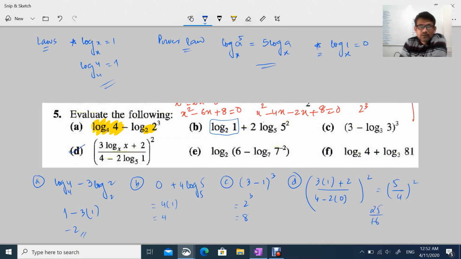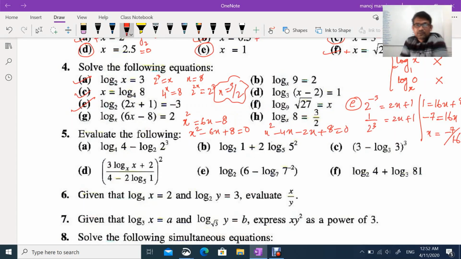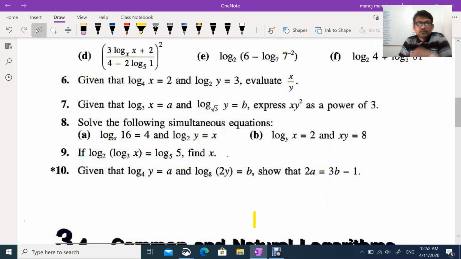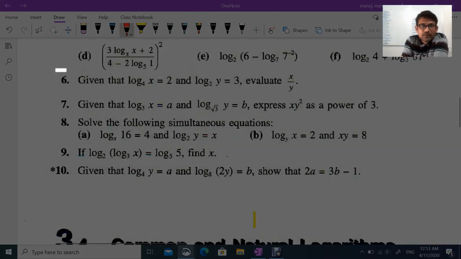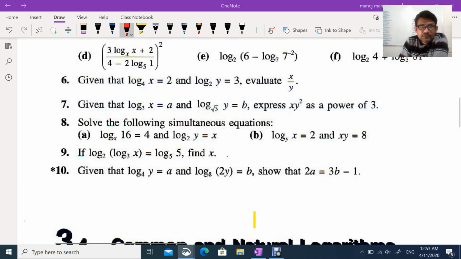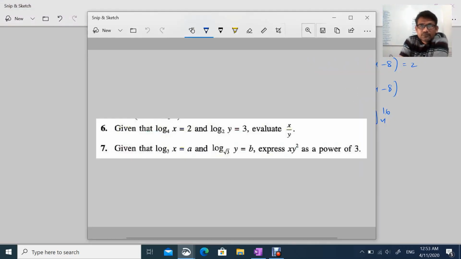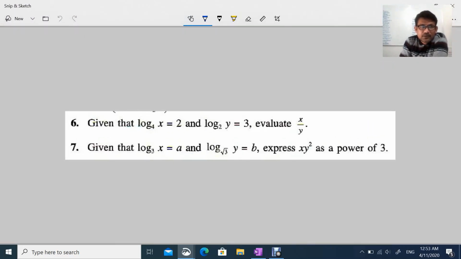And by using this method we can do all the other questions. Please try, and we can move to the next question, number 6. In question number 6, we are using simultaneous equations, so I would like to do two questions together. Given that log 4 x is this and log 2 y is this, evaluate this. So it means we need x and y as the subject. I want to make x the subject, and I want to make y the subject.